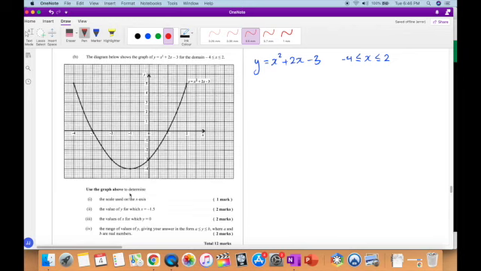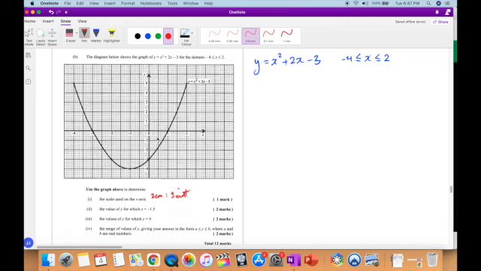Let's see. Use the graph above to determine the scale used on the x-axis. Well, the scale used on the x-axis is 2 centimeters for one unit, right? You see, this is 1 centimeter, 2 centimeters for one unit. So that is interesting. That's an interesting question. 2 centimeters for one unit. Oh, that's looking nice. Yes.